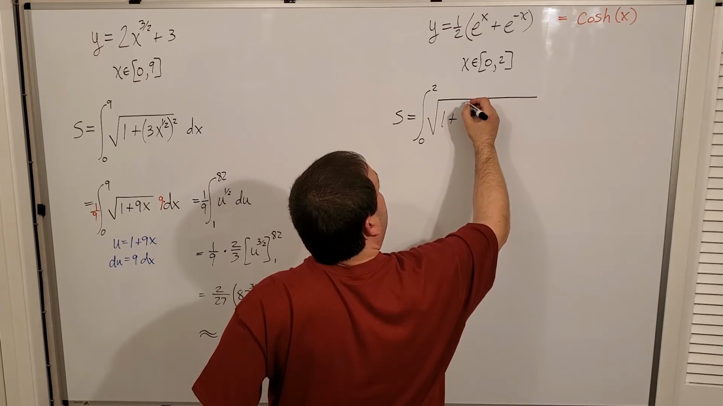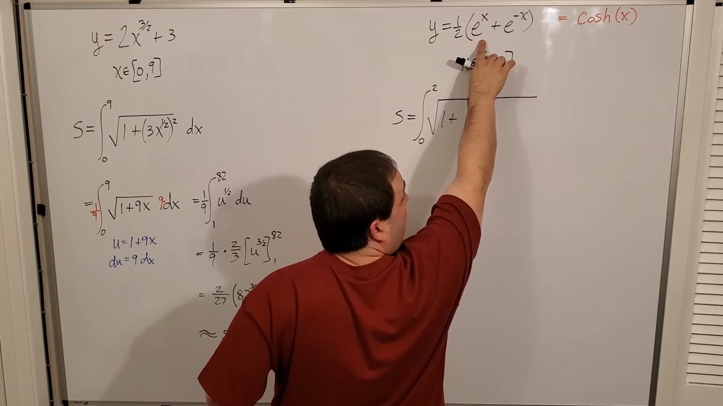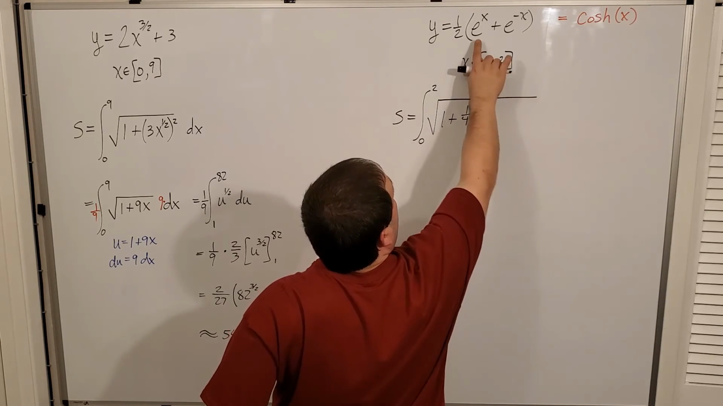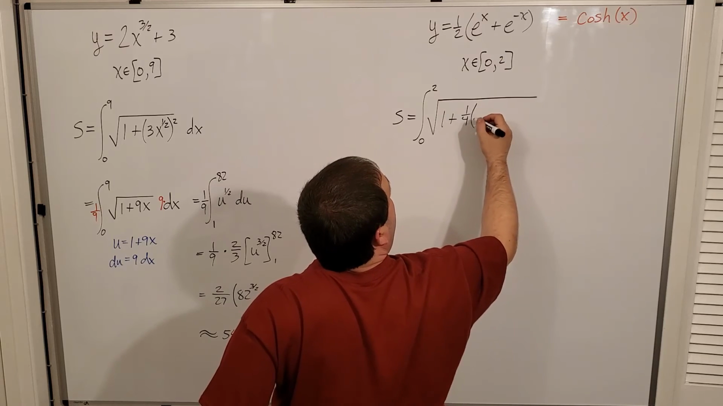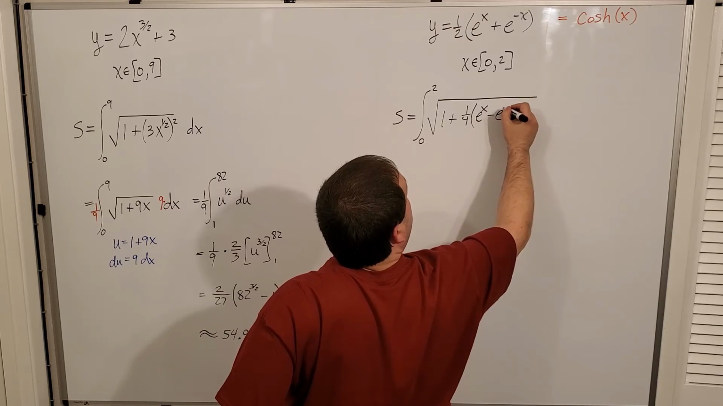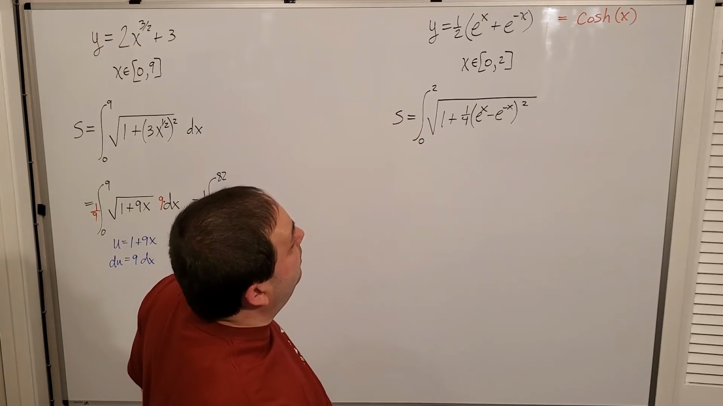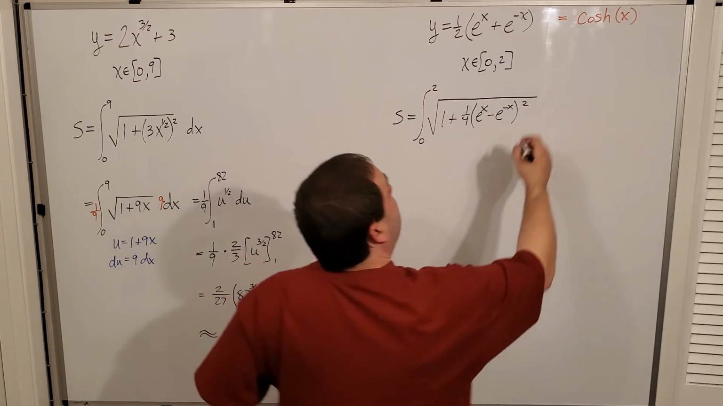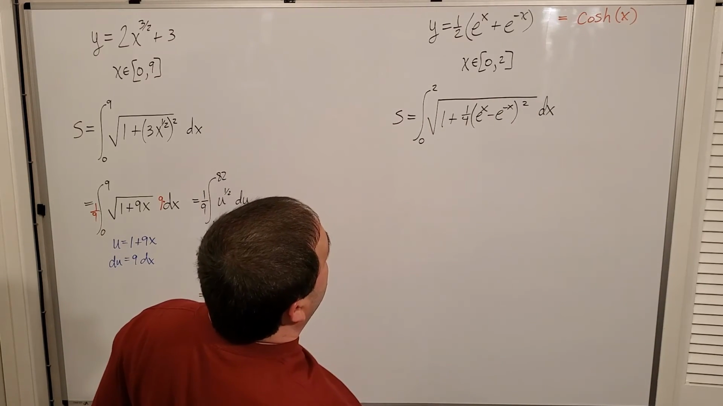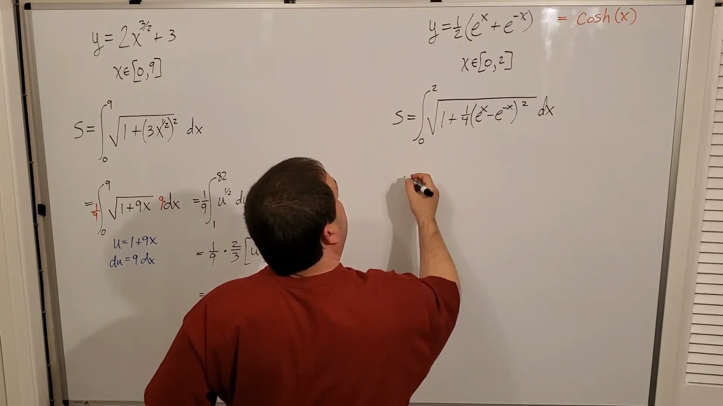Okay, so then I'm going to have 1/2 is still part of the derivative. So leave that in. That's going to give me a 1/4. The derivative of e to the x is e to the x. The derivative of e to the negative x is negative e to the negative x. And then that whole thing is squared because I'm doing the derivative squared. dx. Okay. So then from here, let's see what we can get.